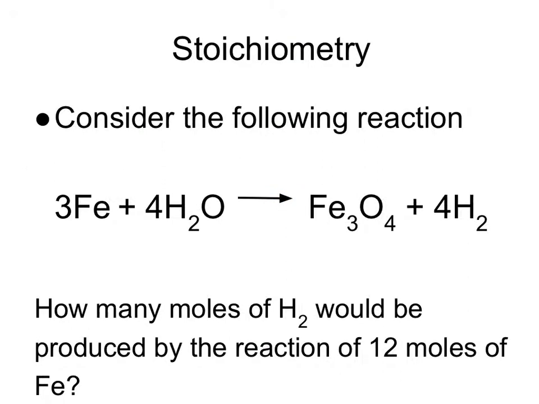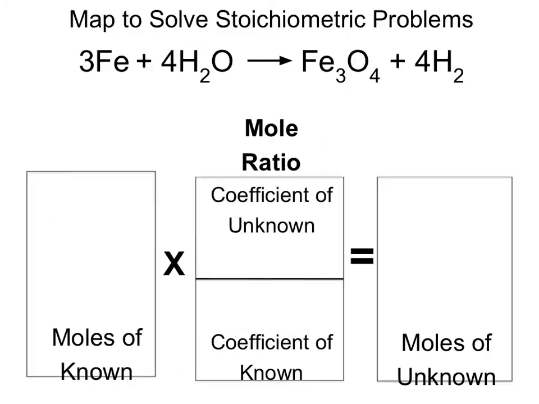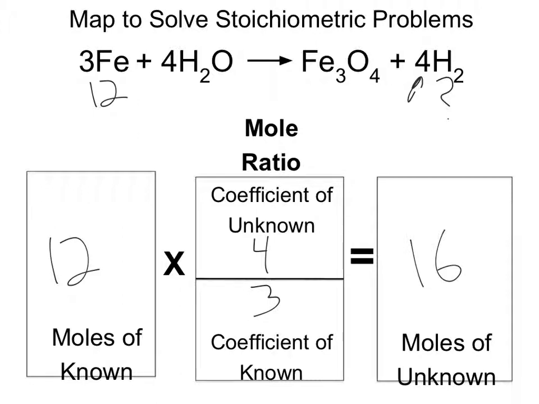How many moles of H2 would be produced by the reaction of 12 moles of iron? So H2 is our unknown, that's the question, and 12 moles of iron is what we're given. Given 12 moles of iron, how many moles of H2? The unknown is H2, which has a coefficient of 4 up here. The known is the iron, which has a coefficient of 3. So we've got 12 times 4 over 3, which is 16 moles.